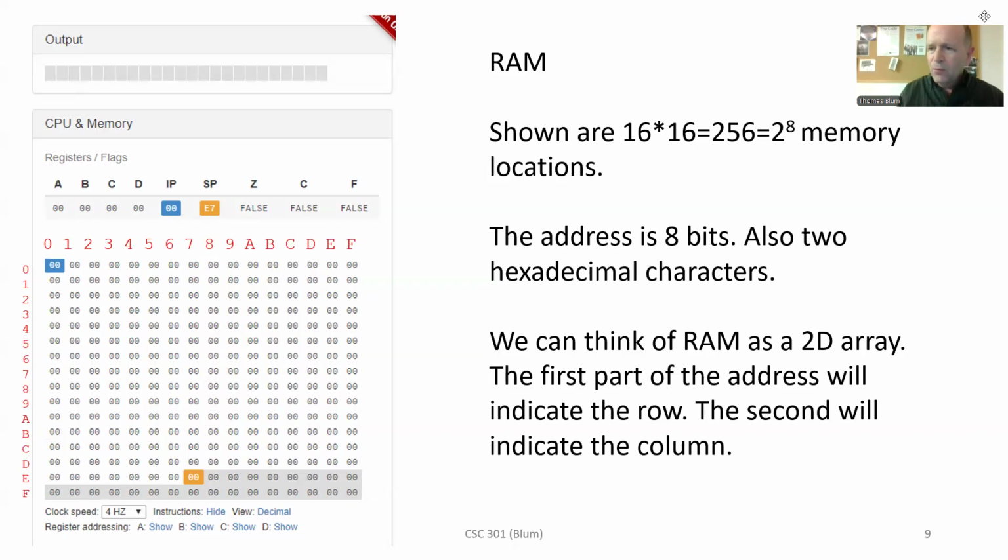So when we express the address as 2 hexadecimal digits, one of them is going to tell us the row and another is going to tell us the column.